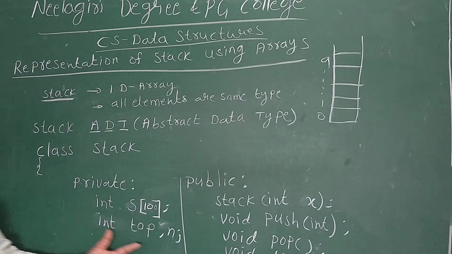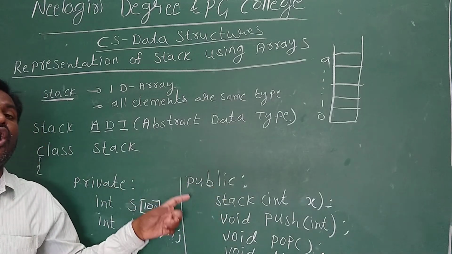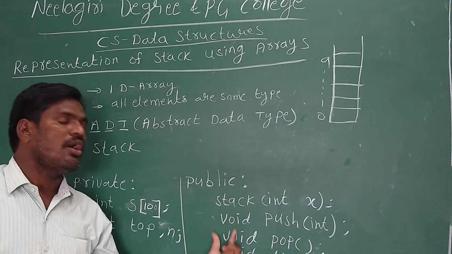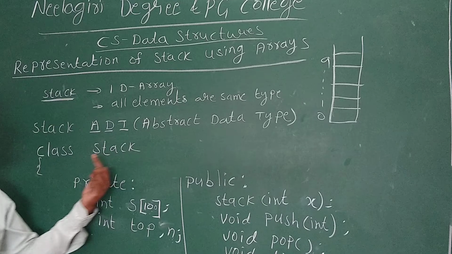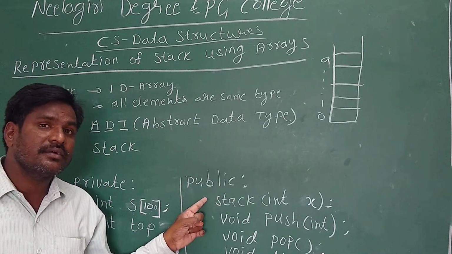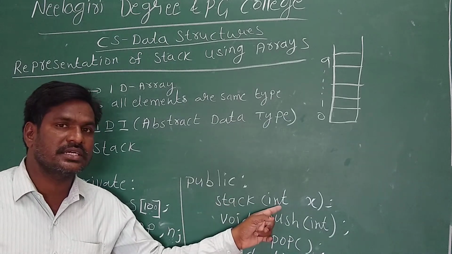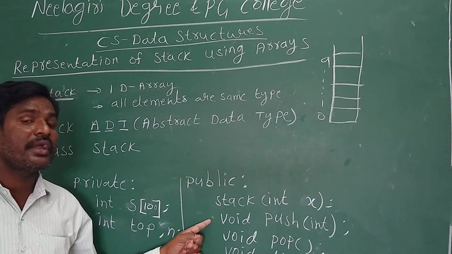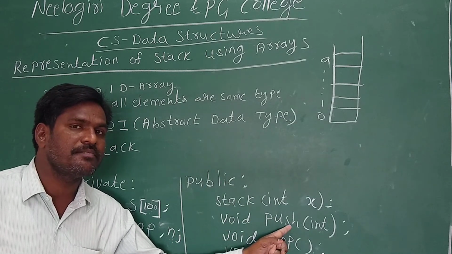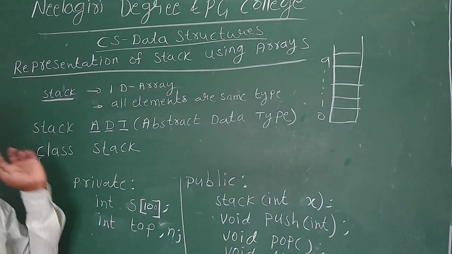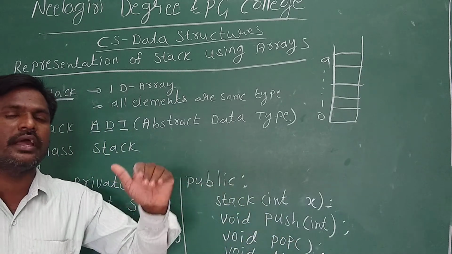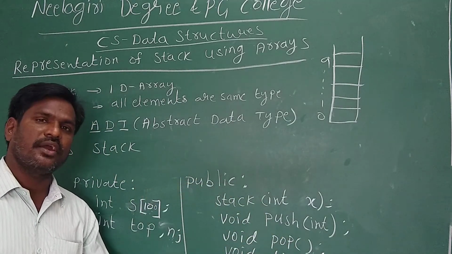So these are the operations. These are the variables we require. These are the operations we are going to perform on the stack. What operation? We have to create an empty stack. For that I use the stack constructor. To insert an element into the stack, I am using the push operation. Next, we can remove an element from the stack. I am performing the pop operation. Next, I want to know what the elements in the stack are. I am using the display operation.